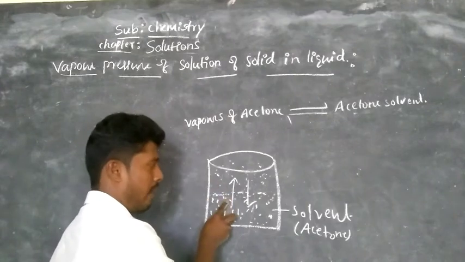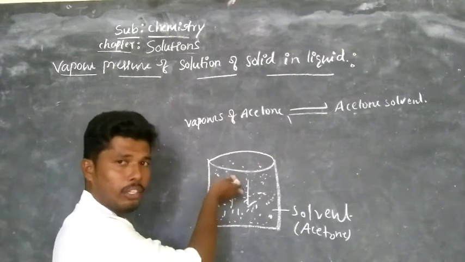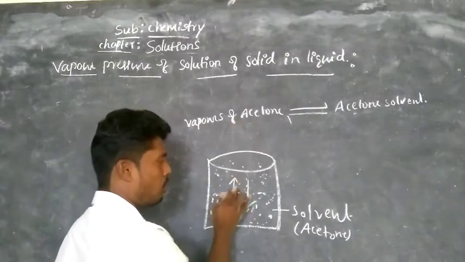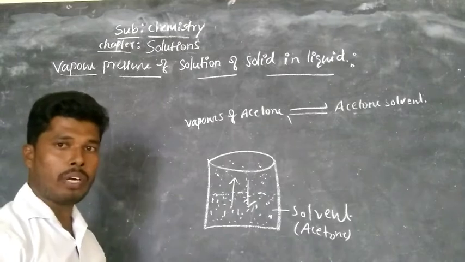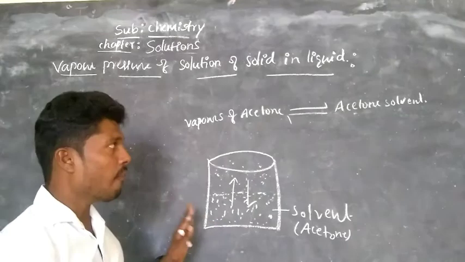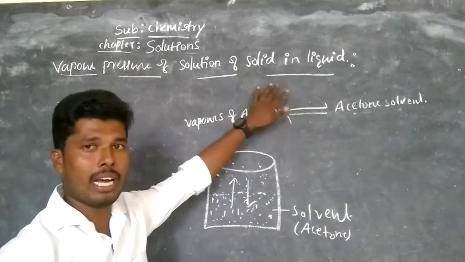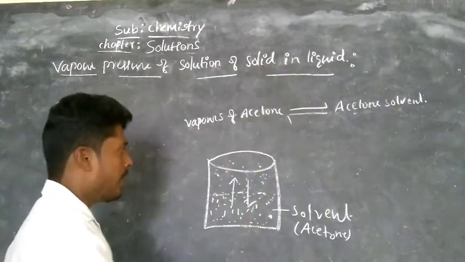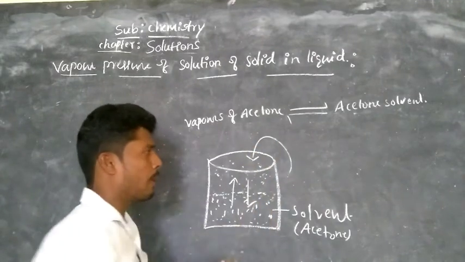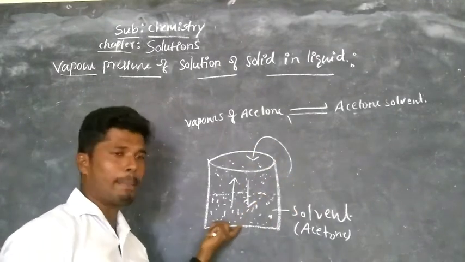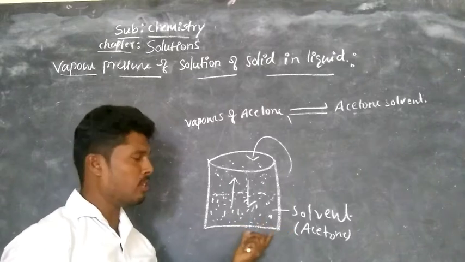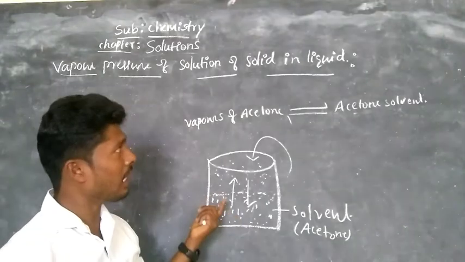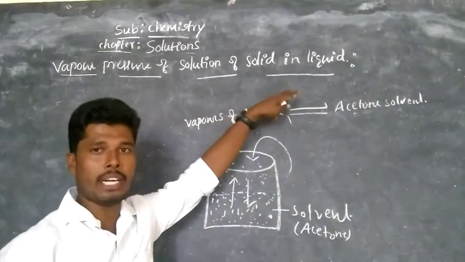Until then, the vapor particles of acetone get start to evaporate until the equilibrium is attained between vapors of acetone and the acetone solvent. Okay, this is what happens in pure solvent. If you take liquid in liquid solutions or solid in liquid solution, then after adding any one of the components, either solid or liquid, the vapor pressure of a solvent or the vapor pressure of a solution changes. That is explained in the liquid case. Similarly, we are explaining in the case of solid in liquids.